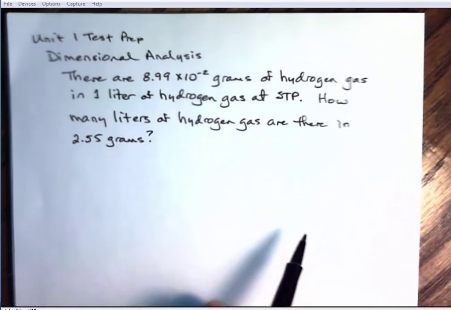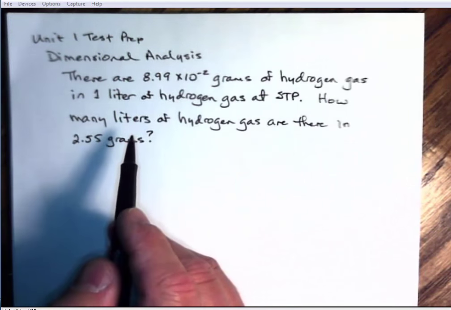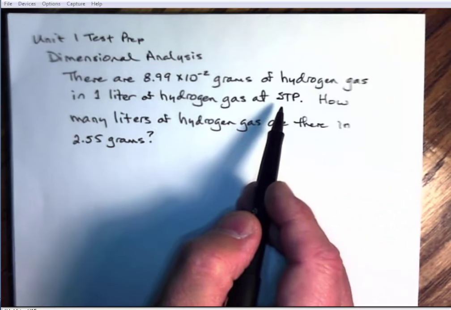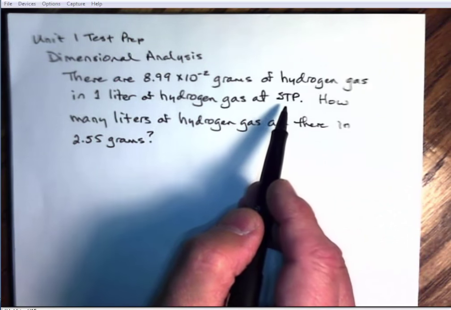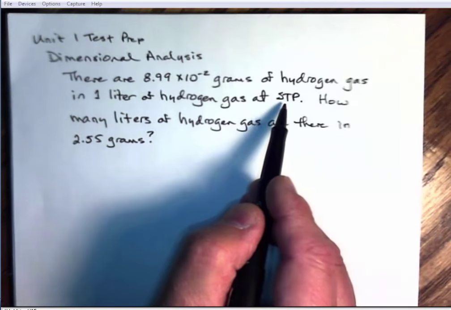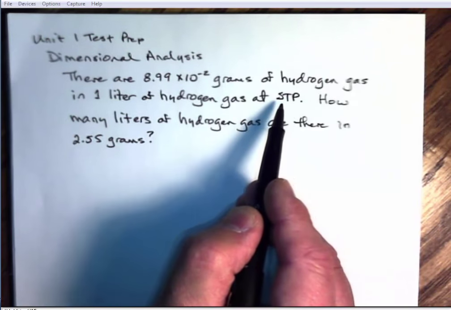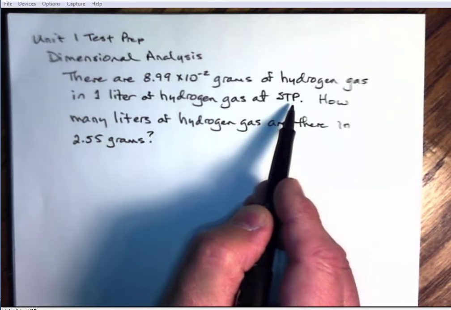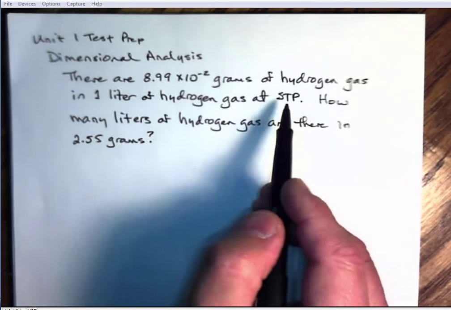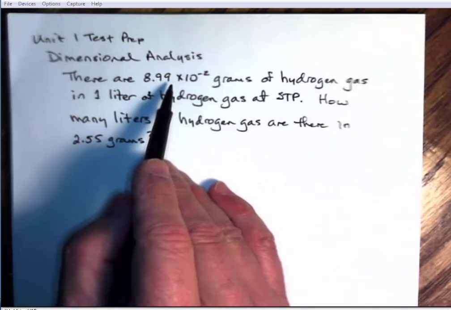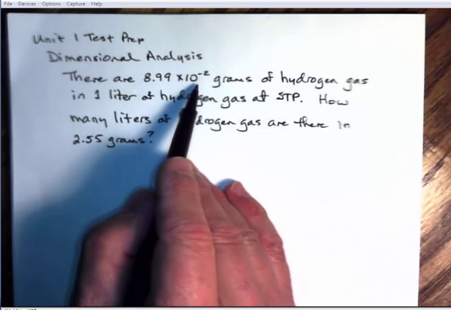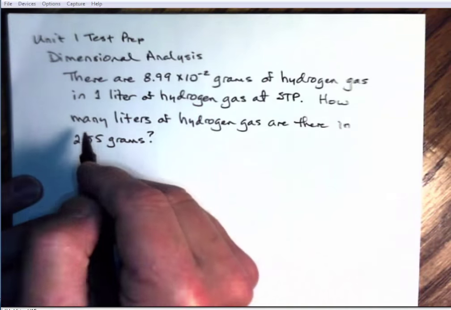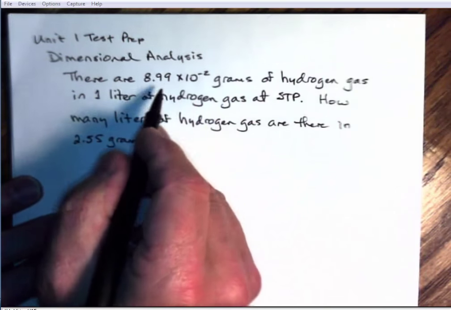If we read this problem, we see that as long as the temperature is 0 degrees C and the pressure is 1 atmosphere, that's what STP is, standard temperature and pressure. Standard temperature is 0 degrees C, standard pressure is 1 atmosphere, okay? As long as we have standard temperature and pressure, there's this many grams of hydrogen gas in a liter of hydrogen gas, okay? So what we have here is actually two things that are equal at STP.